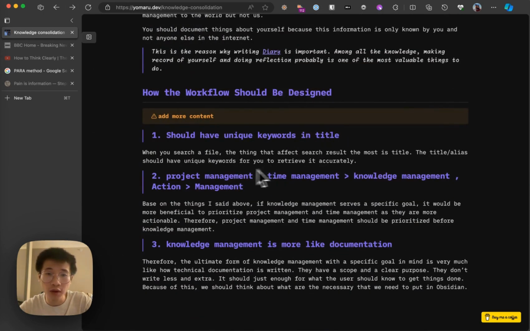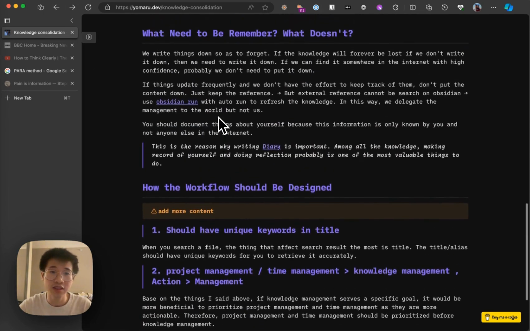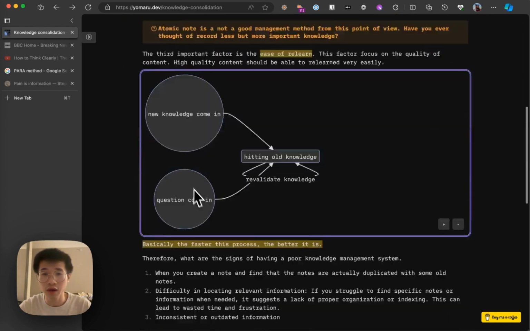I have some workflow here for my knowledge management, and the workflow is designed based on these three criteria.